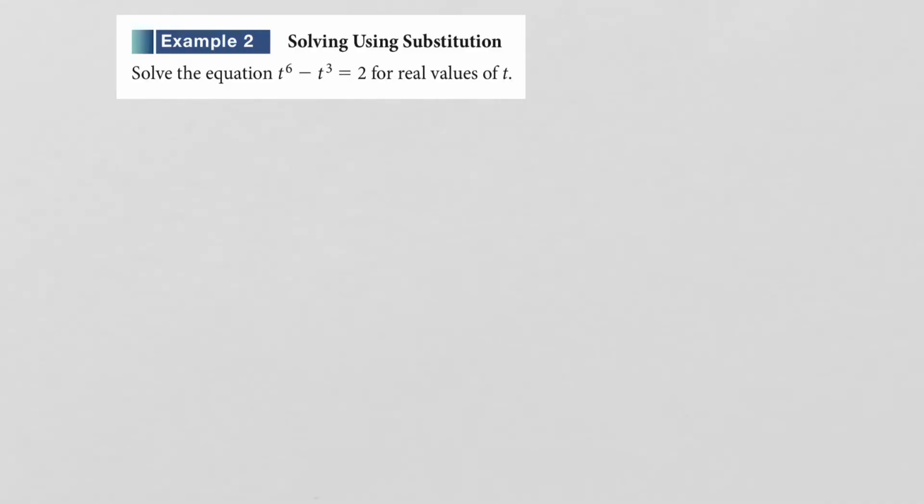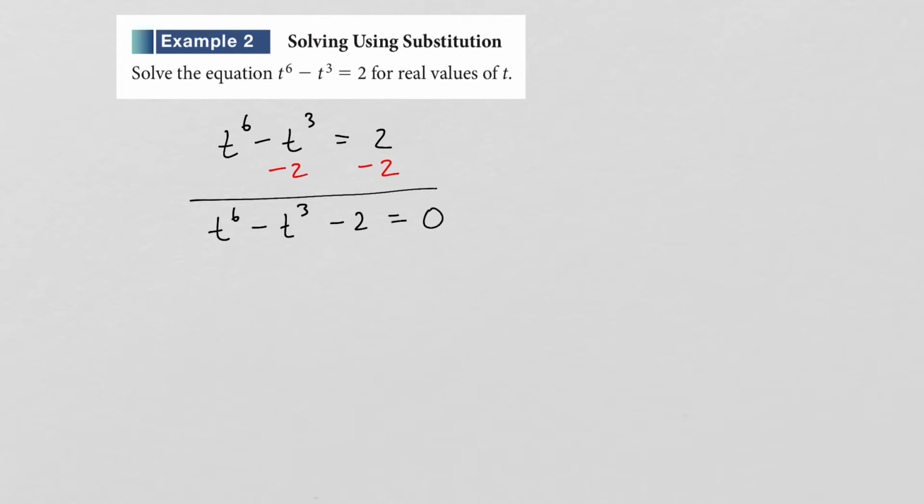Let's take a look at another example. So in this equation, we have t to the sixth power minus t to the third power is equal to 2. So once again, we have a higher degree equation. One of the common themes that you'll notice when solving higher degree equations is that you'll want to set the equation equal to 0. So I'm subtracting 2 from both sides to get 0 on the right-hand side.